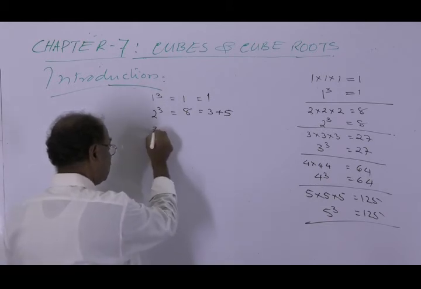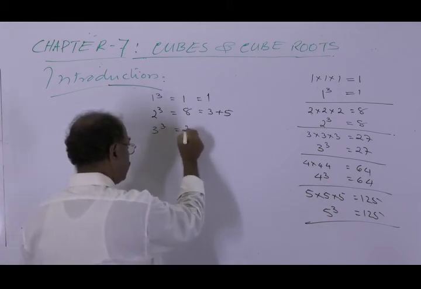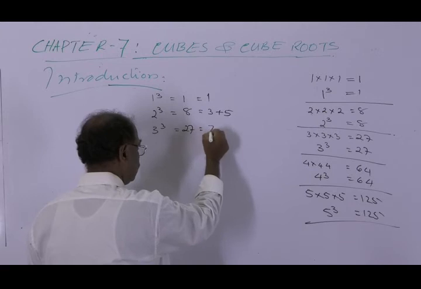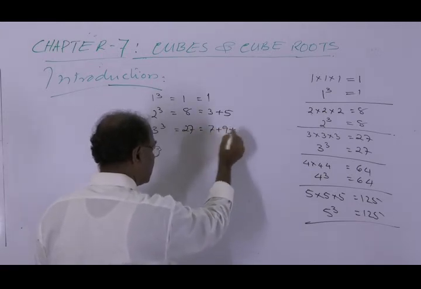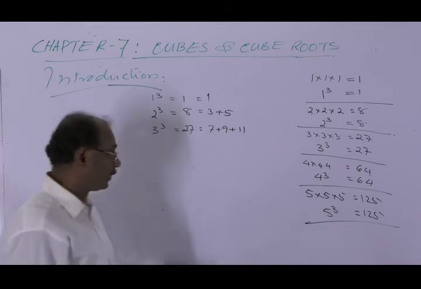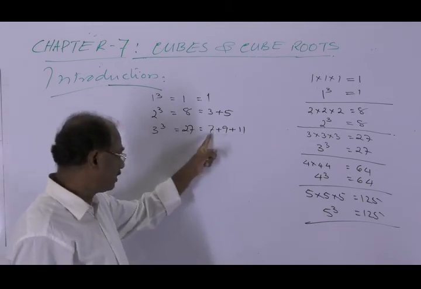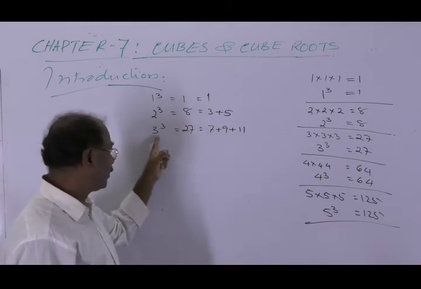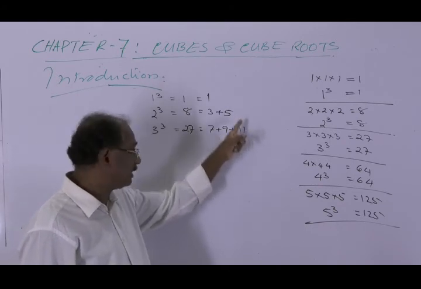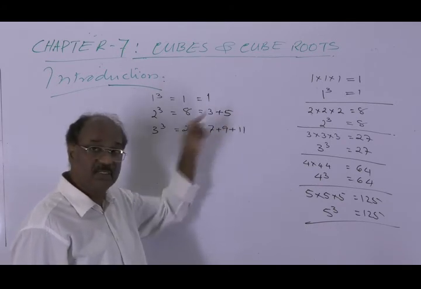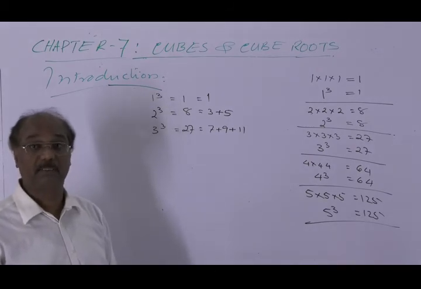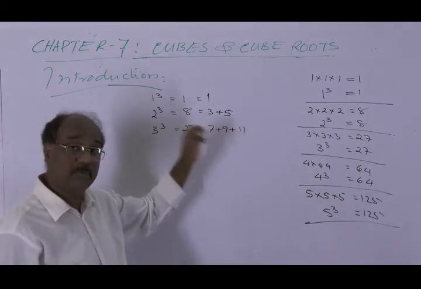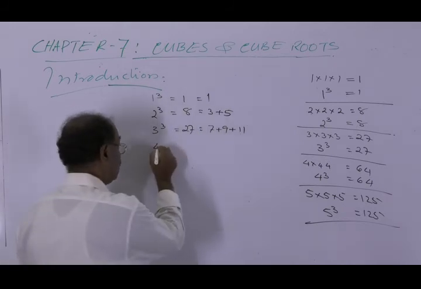And now consider 3 cube. 3 cube is equal to 27, which is equal to 7 plus 9 plus 11. 11 plus 9, 20, 20 plus 7, 27. So 3 cube is the sum of 3 odd numbers, the next 3 odd numbers after this 5.